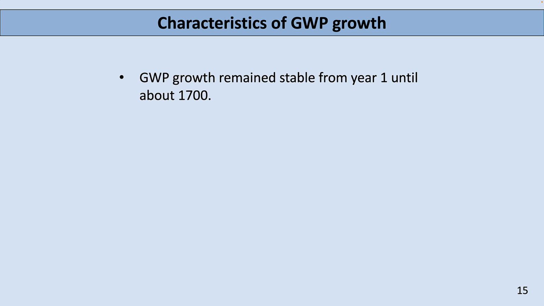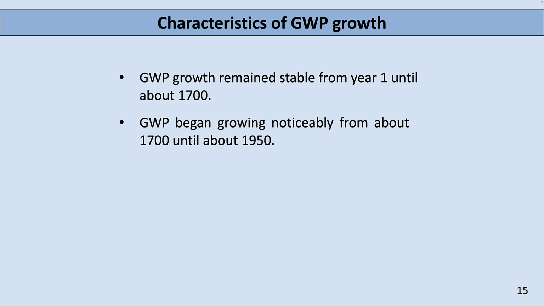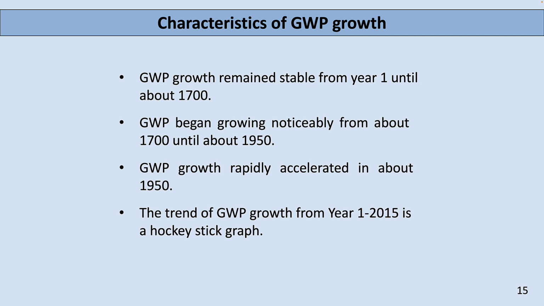Characteristics of GWP growth. GWP growth remained stable from year 1 until about 1700. GWP began growing noticeably from about 1700 until about 1950. GWP growth rapidly accelerated in about 1950. The trend of GWP growth from year 1 through 2015 is a hockey stick graph.